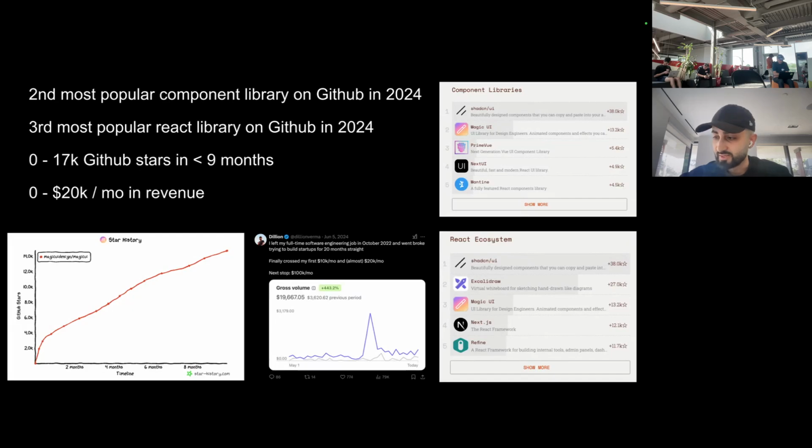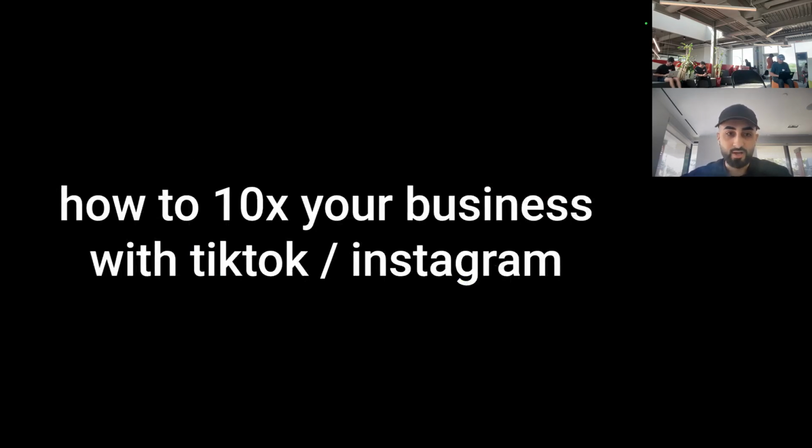Just last year, I built a project called Magic UI to be the second most popular component library on GitHub and third most popular React library on GitHub. And yeah, just had explosive growth. A lot of good learnings there. I'll be happy to talk more about that another time. But for today, I'll go into how to 10x your business using Instagram and TikTok.